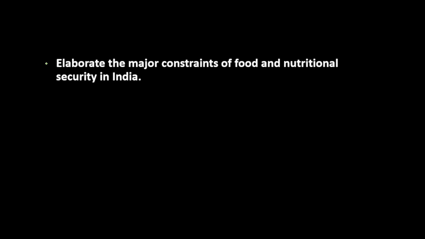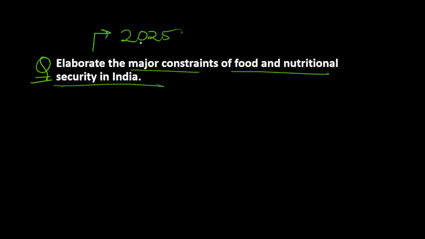So today we are going to discuss the next question of our agriculture optional answer writing practice series. The question for today is: elaborate the major constraints of food and nutritional security in India. This question was asked in this year's agriculture optional paper of UPSC Civil Services Examination, that is in 2025. So let's see how we can approach the answer.